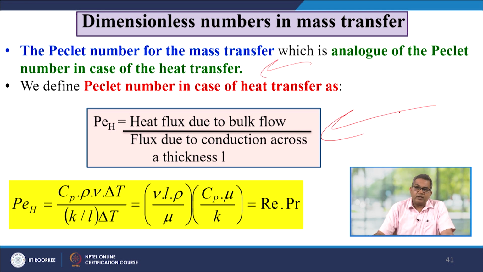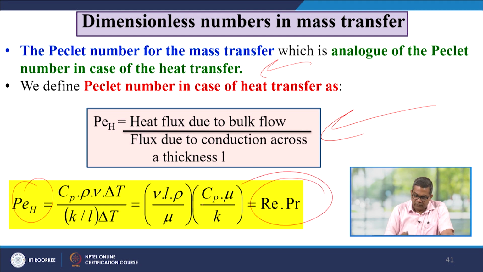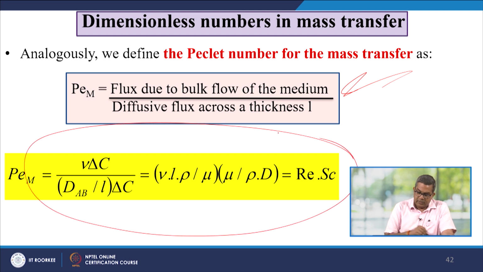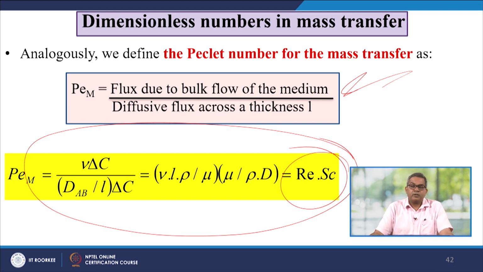The Peclet number for mass transfer is analogous to the Peclet number in case of heat transfer, and we define the heat transfer Peclet number as the heat flux due to the bulk flow over the flux due to conduction across a thickness L. So, the Peclet number can be given as Reynolds number into Prandtl number. And as per this analogy, the Peclet number for mass transfer can be defined as the flux due to bulk flow of the medium over the diffusive flux across the thickness. So, in terms of dimensionless numbers, this can be given as the multiplication of the Reynolds number into Schmidt number.